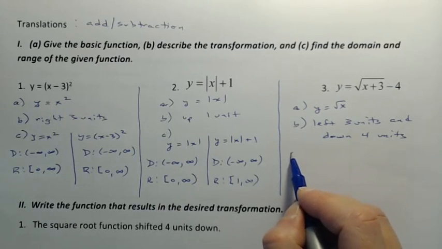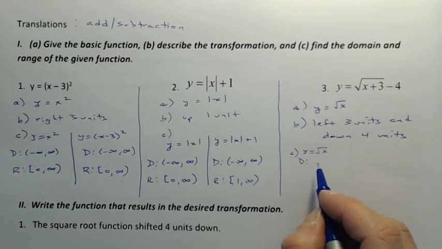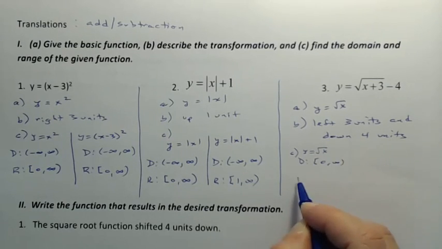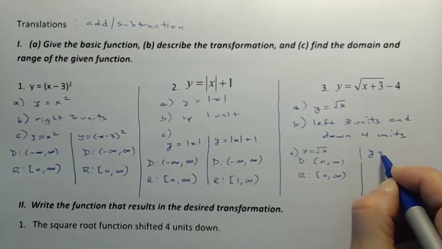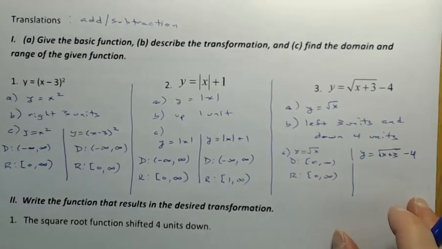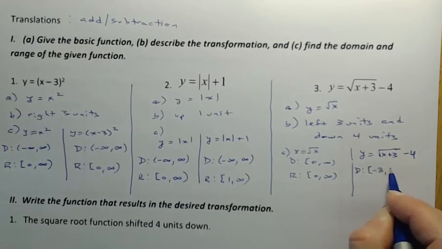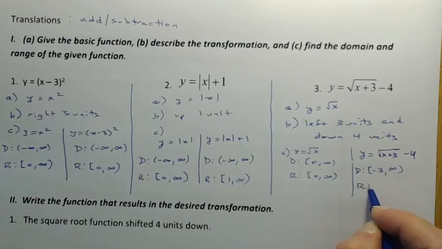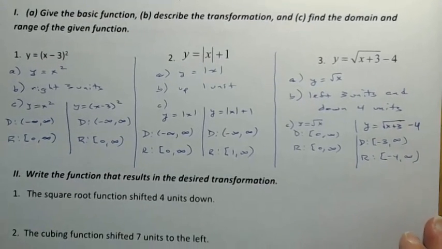Okay. And then again, for our domain and range, for our original function, square root of x, domain is 0 to infinity, range is 0 to infinity. So for our new function, the square root of x plus 3 minus 4, then we move left 3, that's the domain moving left 3. Range moves down 4, so we'll start at negative 4.